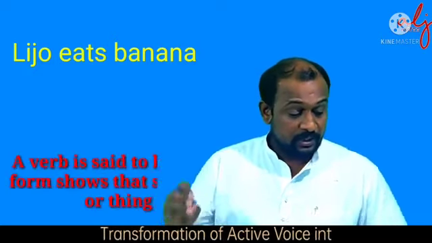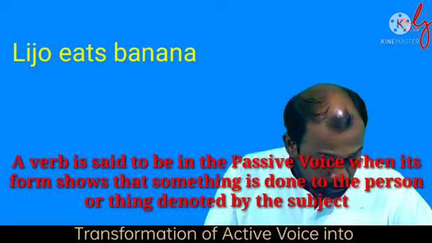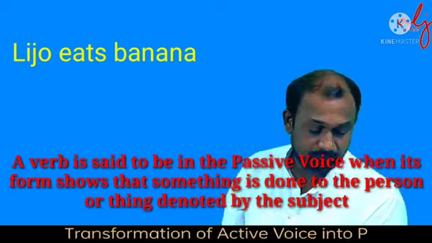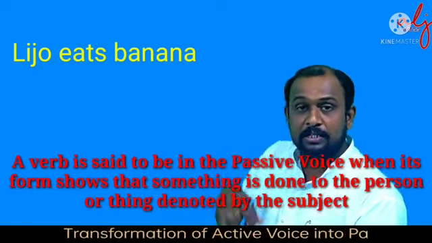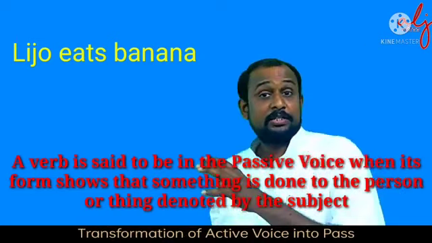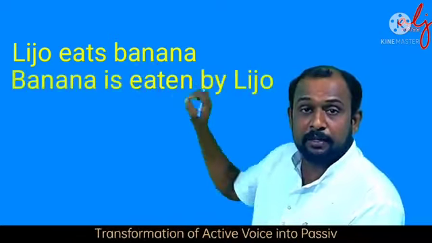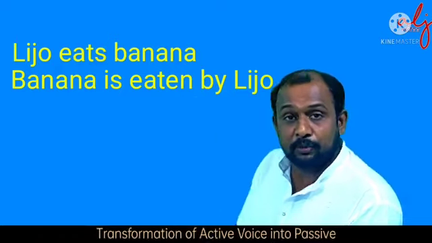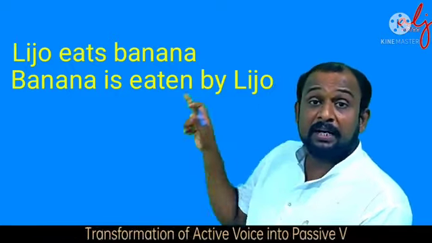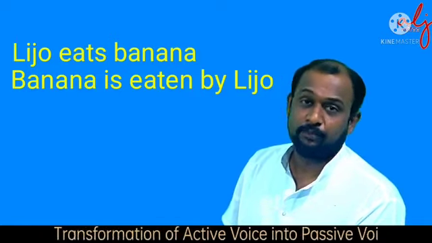See, what is passive voice? See, a verb is said to be in the passive voice when its form shows that something is done to the person or thing denoted by the subject. When something is done on the subject, it is called passive voice. When something is done by the subject, it is active. When something is done on the subject, it is passive. Look at the screen. The same example, that is Lijo eats banana. I say banana is eaten by Lijo. Both convey same meaning. Whereas the first one is active voice, the second one is passive voice. Because banana, the subject is not doing any work. Some work is done on the banana. Banana is eaten by Lijo.